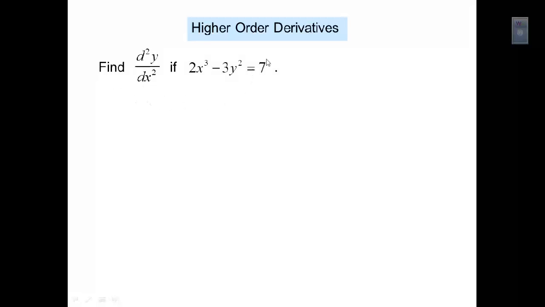But we can do this also with implicit differentiation. So it says find d squared y over dx squared, and if you don't remember that notation, that is the notation for the second derivative. So we're going to find the derivative, and then we're going to take the derivative of the derivative, and that's going to be what we're looking at. So find d squared y over dx squared, or the second derivative of y with respect to x, if 2x cubed minus 3y squared equals 7.